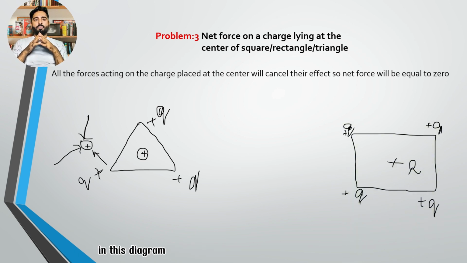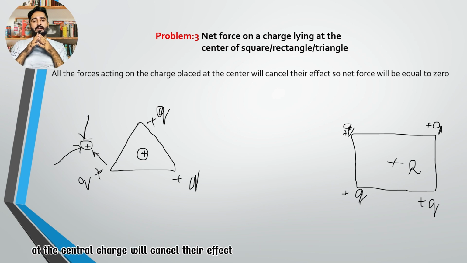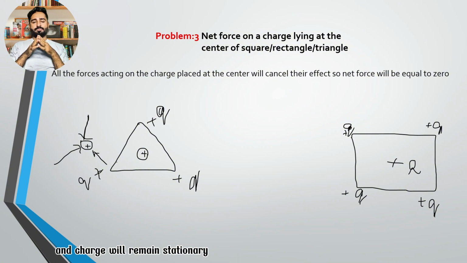In this diagram, four charges are oriented at the corners, and a fifth charge is at the center. Here again, these charges have the same magnitude and same nature. So the forces applied by these charges at the central charge will cancel their effect. So the net force at the central charge will be 0, and the charge will remain stationary.